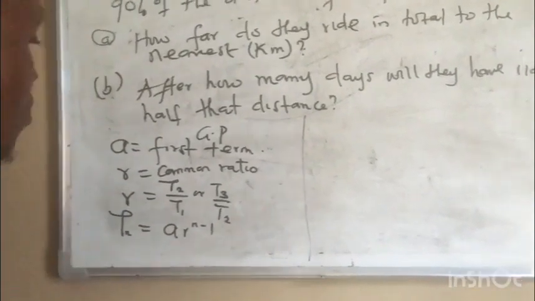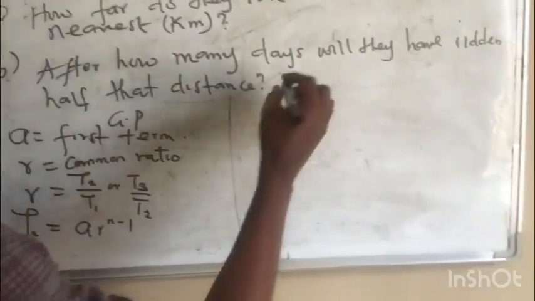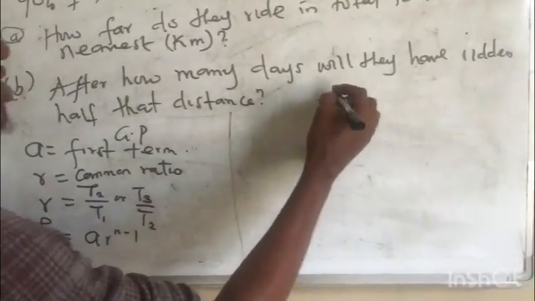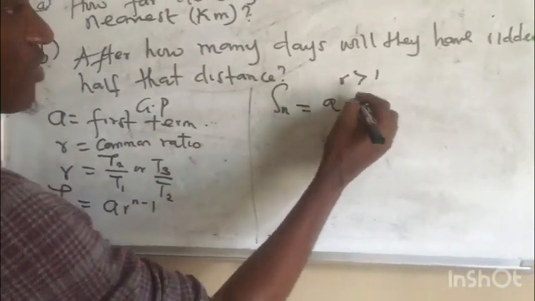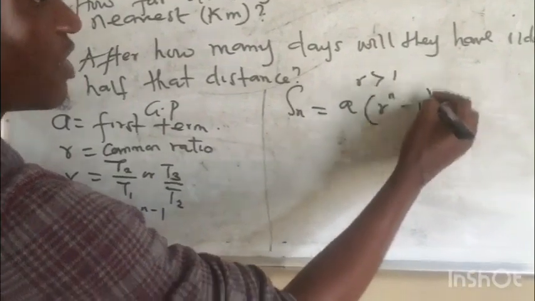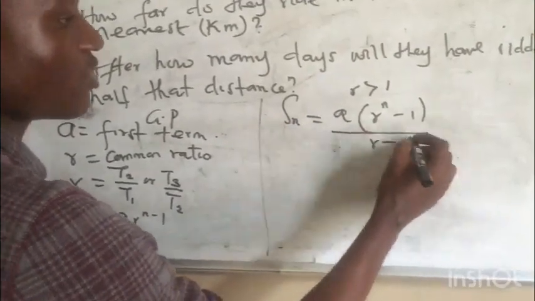And also in our GP, the sum of terms. Now we have two formulas. The first one, when our R, the common ratio, is greater than 1, we have our Sn to be A into bracket R raised to the power n minus 1 over R minus 1.